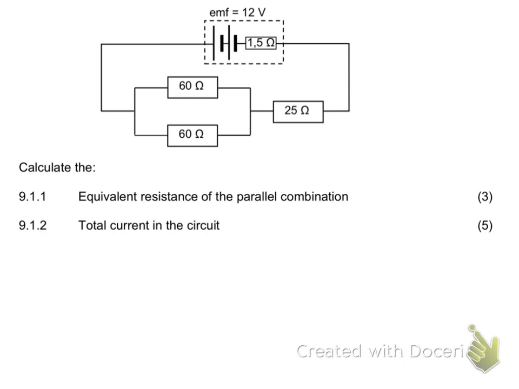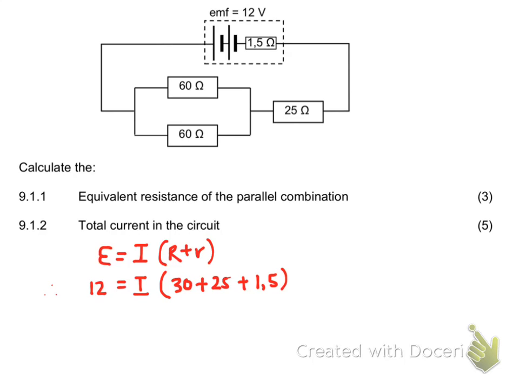Alright, the second question asks us to calculate the total current in the circuit, and now we're pulling out our formula from the data sheet. EMF is I big R plus little r. In this case the EMF is given as 12. Big I, the current, is what we're looking for. The total resistance of the external circuit is given as 30, that's the combined parallel resistance, and then adding in the 25 ohm because that's in series, and then little r is given as 1.5. If we then solve for I, we get a current of 0.21 amperes.